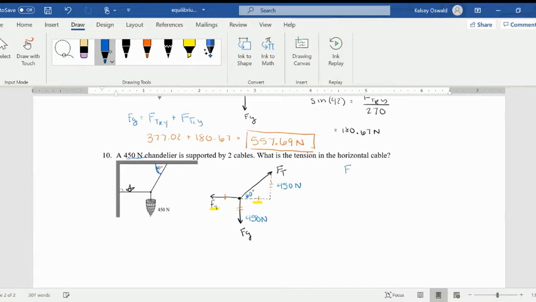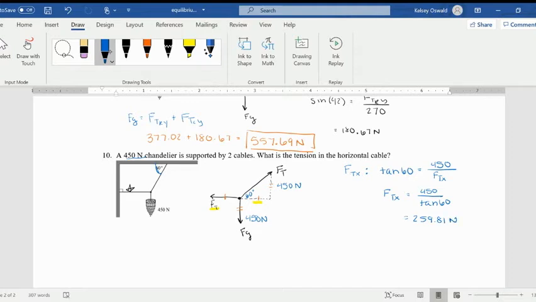So if we want to find the x component, that means we're going to want to use tangent, because we know our opposite is 450 and we're trying to find our adjacent. So to find the x component, or that horizontal component of our force of tension, we'll do 450 divided by the tangent of 60. And we'll find that our horizontal component is 259.81 newtons.